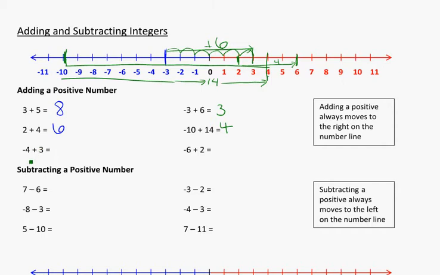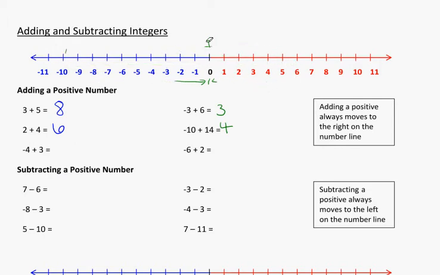So let's take a look at another example again. I might tidy up the board a little bit so that we can see clearly again. So here's another example of doing a negative plus a positive number. Starting at negative 4, I need to use a plus 3 to move us in the positive direction to the right.